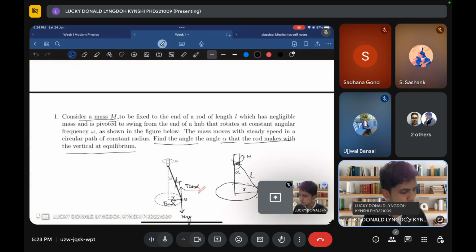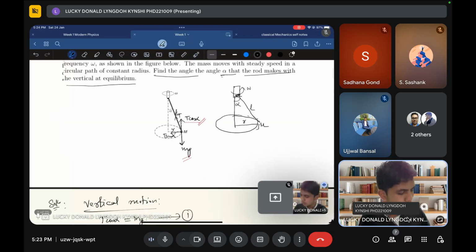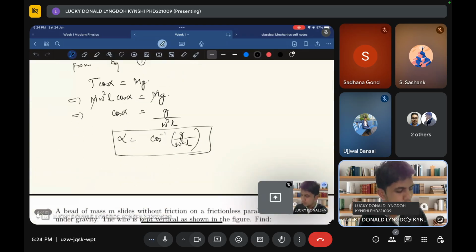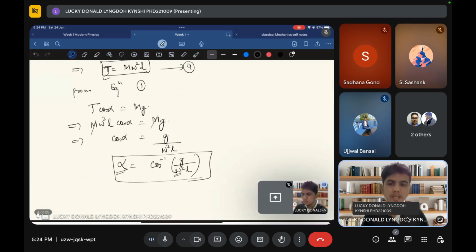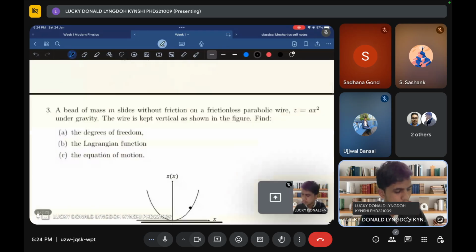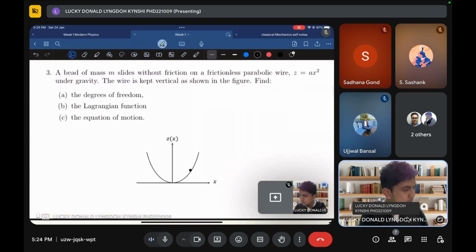Find the angle the rod makes with the vertical in equilibrium. The mass moves in a circular path at a constant radius. You have to find the value of alpha such that the system is in equilibrium. So now you get the value of alpha in such a way that there is a relation between alpha and omega. In this problem there is no involvement of your Lagrangian, which we have just discussed. It's simply your vertical motion as well as your horizontal motion. Now if we look at problem number 2.